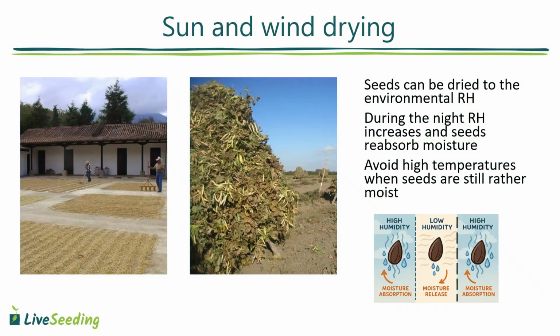One should take care with sun drying. With direct sunlight, the seeds can get rather hot. The higher the temperature, the faster the seeds will deteriorate, especially when they are still rather moist. With moist seeds, therefore, avoid temperatures above 35 degrees Celsius.